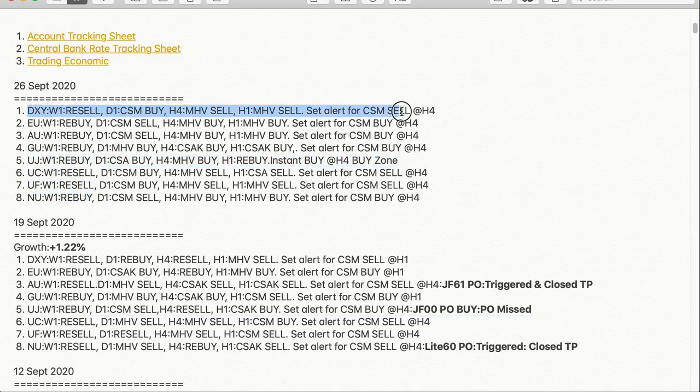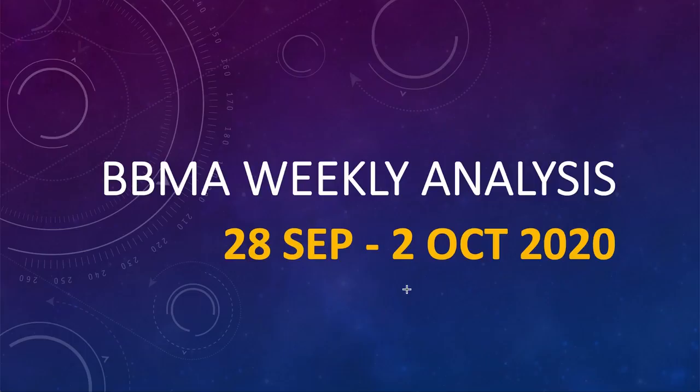Last week DXY was strong, but we expect it to be weak, so that's why this bias comes into the picture. And for UJ, since the setup is valid, we're going to instant buy. So this is the only pair we're going to instant buy next week. All right, so that's our analysis for this week.